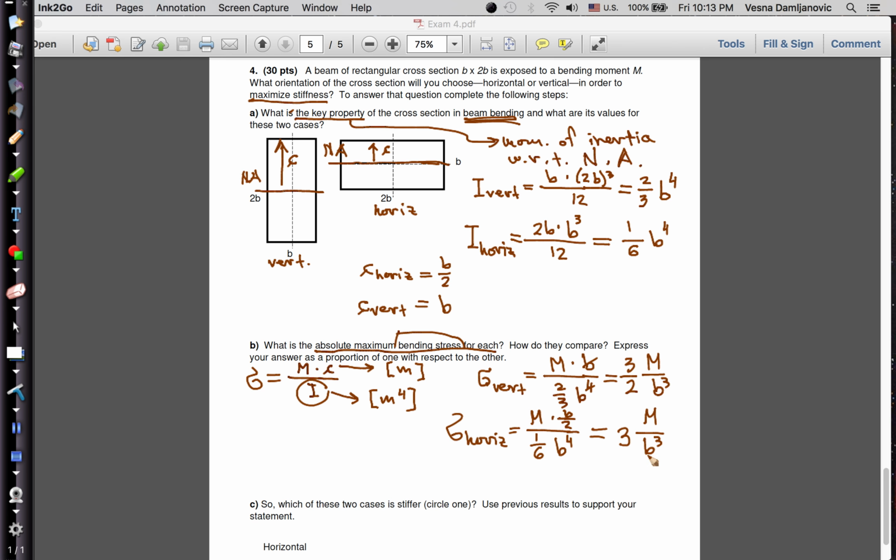Okay, and so then how do these two compare? It says, how do they compare? Express your answer as a proportion of one with respect to the other. So that means you have to write it, one sigma is equal to a number times the other, or one sigma over the other sigma is equal to a number. Whichever way you want to write it. Well, let's look at this. This one is 3 over 2, and this is 3. So this guy is half of that one, of the horizontal.